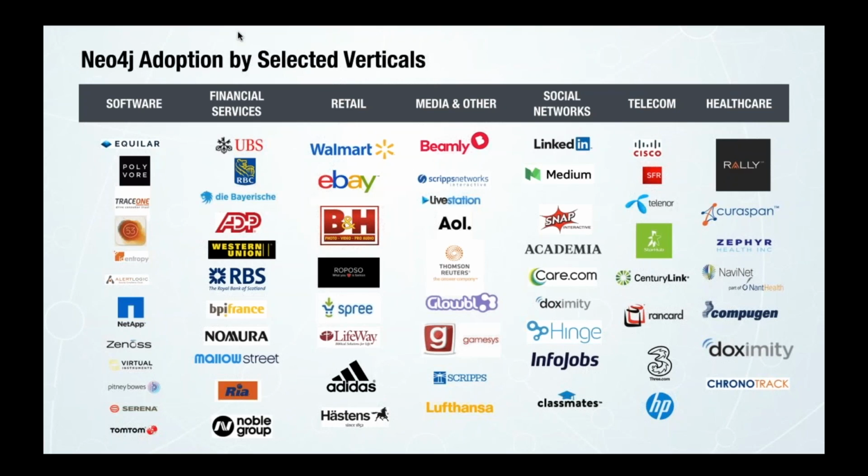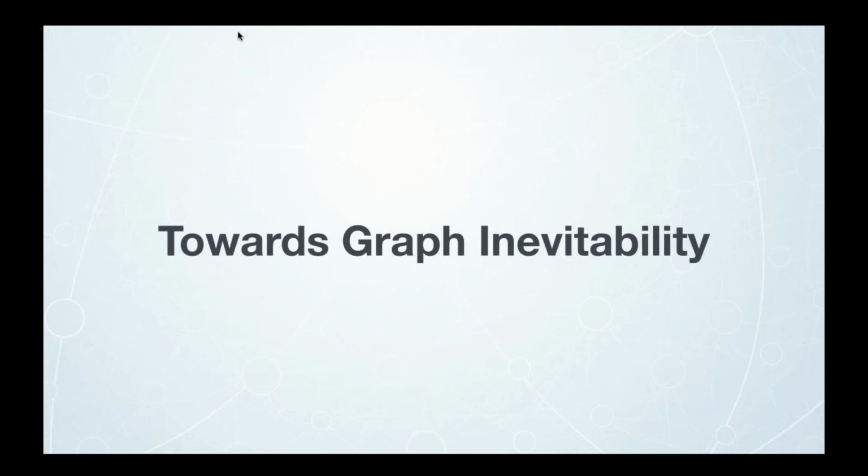Neo4j is the most popular graph database around, so we have the privileged view on many use cases and usage of graph databases, and Neo4j is today used in verticals as diverse as software, financial services, retail, media, social networks, telecom, healthcare, etc. And all this across a wide range of use cases. So you can definitely say that graphs are really everywhere, and as we like to put it, we're moving towards a graph inevitability.